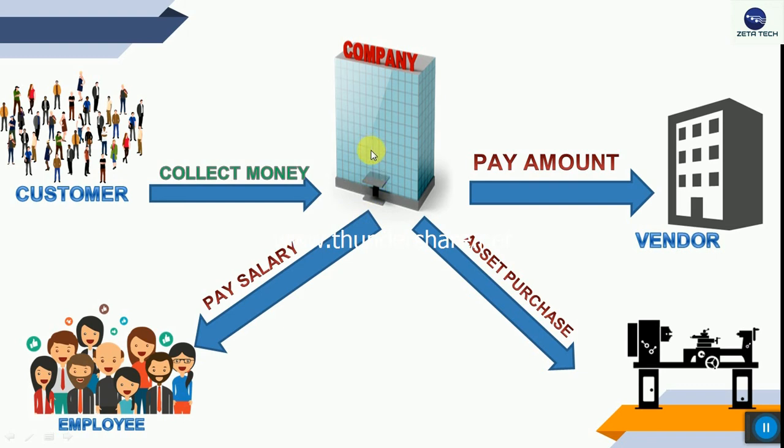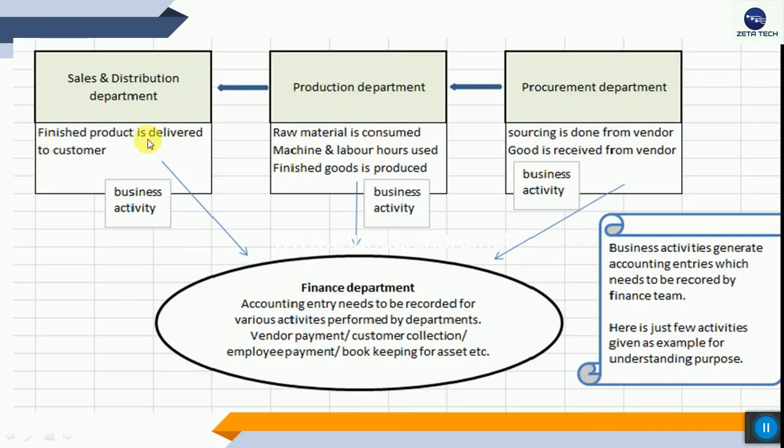Okay, so in that case, for the finished product, delivery date and customer, this activity is performed by sales, and the financial activity is performed by the FI department. Okay, next is the production department.